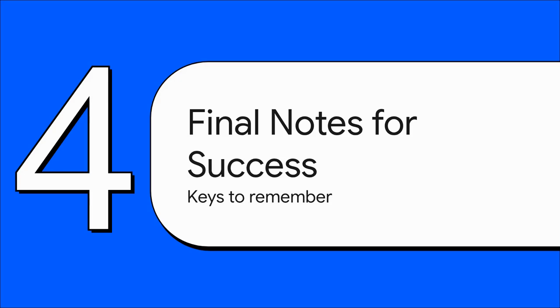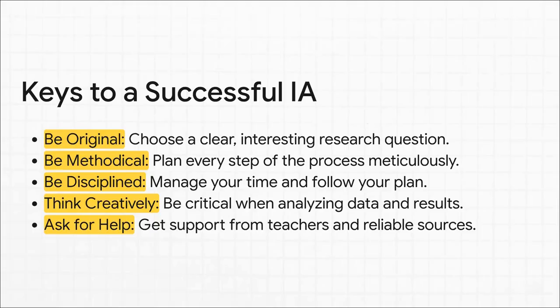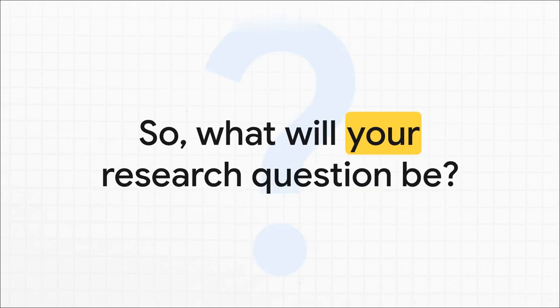So, you've got the process, you've got a ton of ideas, you're ready to go. But before you dive in, let's quickly cover 5 final tips. These are the things that really separate a good IA from a truly great one. At the end of the day, a successful IA really comes down to this, a mix of creativity and discipline. You need that spark of an original question, but you also need a rock-solid plan. You need to be disciplined and manage your time, but also creative when you're analyzing your data. And probably the most important thing, don't be afraid to ask for help. Your teacher is your single best resource. Use them.